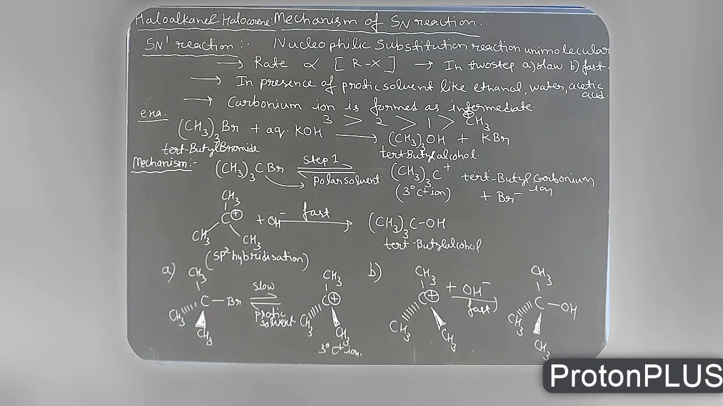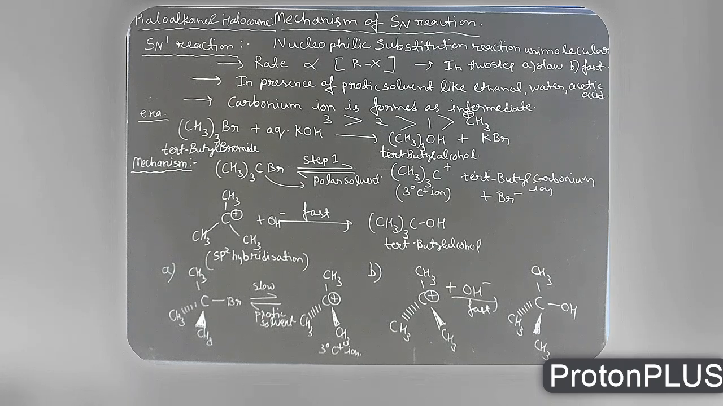The role of this protic solvent is to break the carbon halogen bond so that carbonium ion or reaction intermediate can be formed. Carbonium ion is formed as reaction intermediate, and as we know, the stability of carbonium ion is 3, 2, 1, and minimum stability is of methyl carbonium ion. If we take the example, that is tertiary butyl bromide, when it reacts with aqueous KOH solution, the product formed is tertiary butyl alcohol along with potassium bromide.